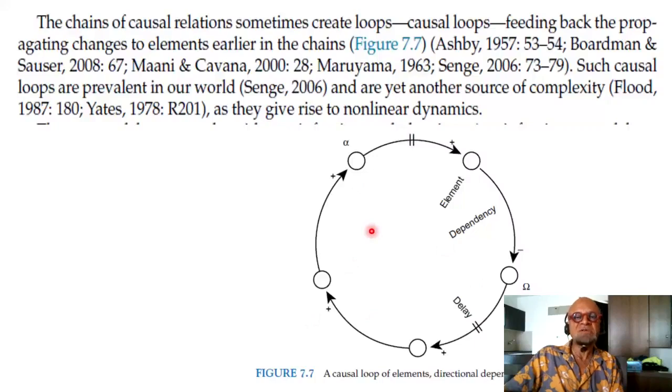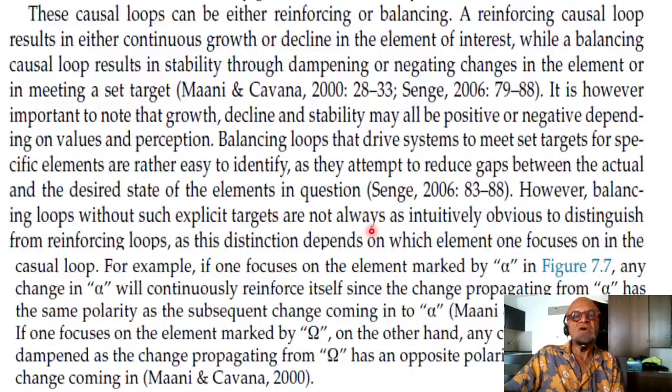Okay, function is important in this case. These causal loops can be either reinforcing or balancing, so that's positive or negative feedback in the network language. A reinforcing causal loop results in either continuous growth or decline in the elements of interest. So the initial perturbation keeps getting amplified. Negative doesn't mean it's getting damped.